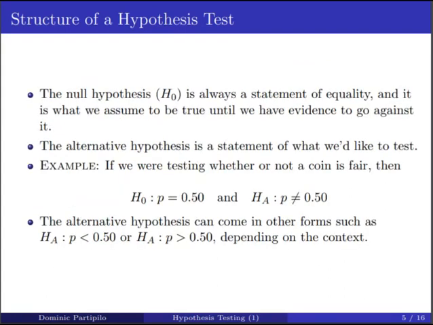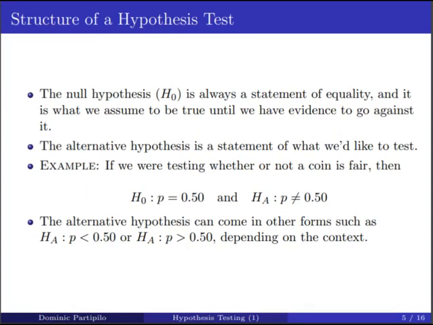The null hypothesis is always going to be a statement of equality, and it's what we assume to be true until we have enough evidence to go against it. Again, we can't accept it because just because we can't prove it wrong, that doesn't necessarily mean that it's correct. But what we can do is try to find enough evidence against it to be able to reject it.